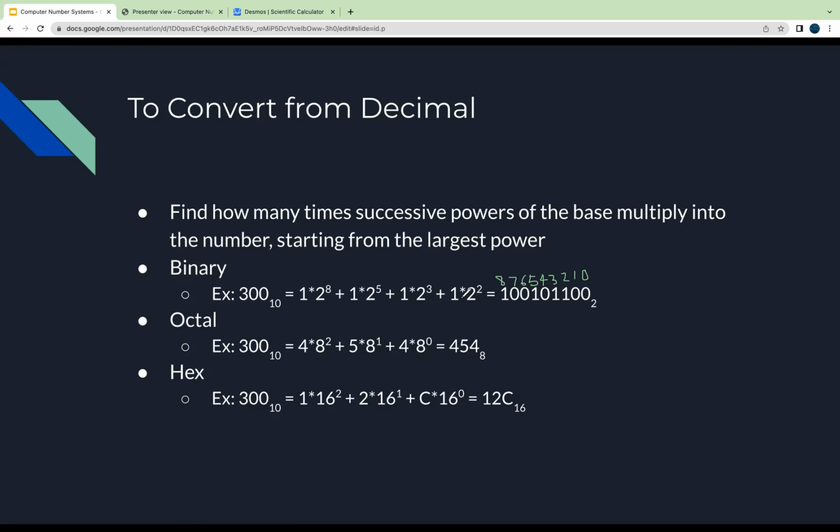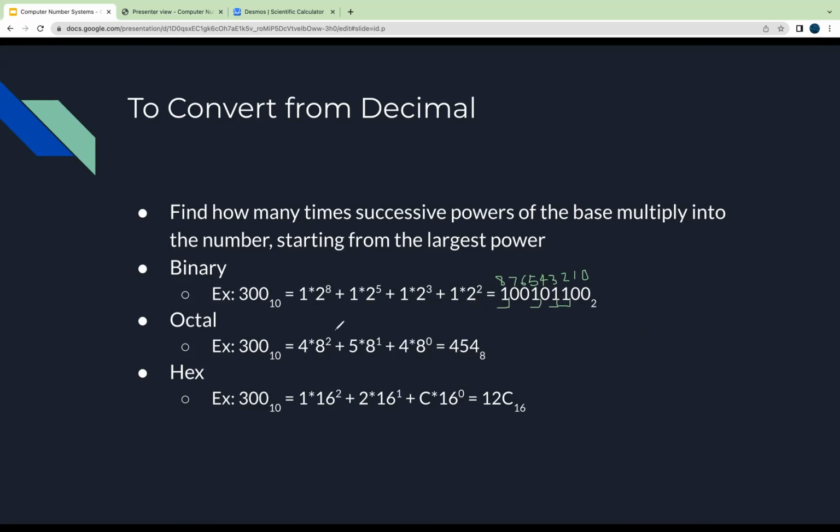Alright, so as you can see, we had a 1 at 2 to the power of 2, which you can see here. We had 1 at 2 to the power of 3. We have 1 at 2 to the power of 5, and 2 to the power of 8. And we're not going to have any leading zeros, because we don't have that in decimal either. So we're not going to have that in any other number system. And this is our final answer.